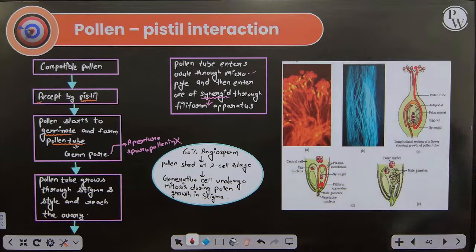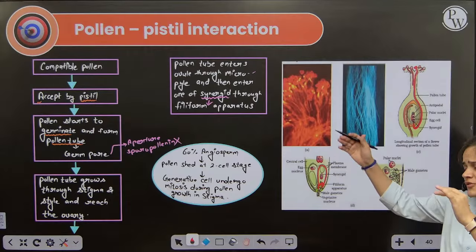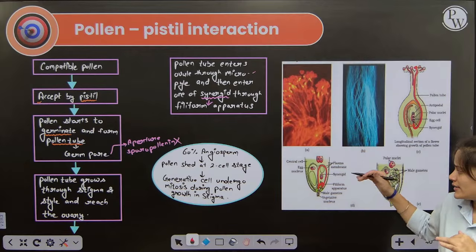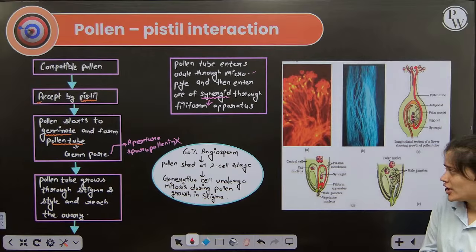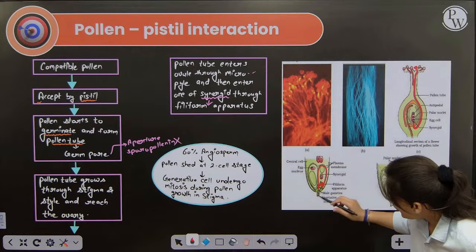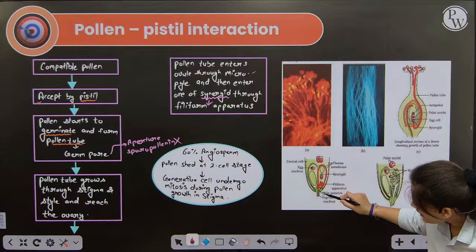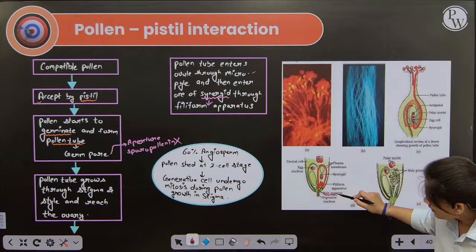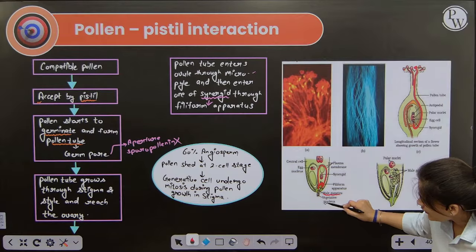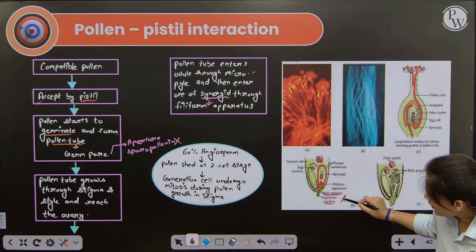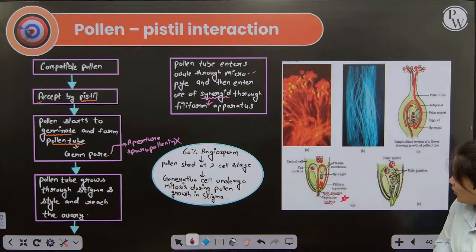Now, a question may come: in the pollen tube, does the vegetative cell nucleus come first or the male gamete? By seeing this diagram, we can say that the male gametes enter first and then the vegetative nucleus follows. Remember these labelings also.